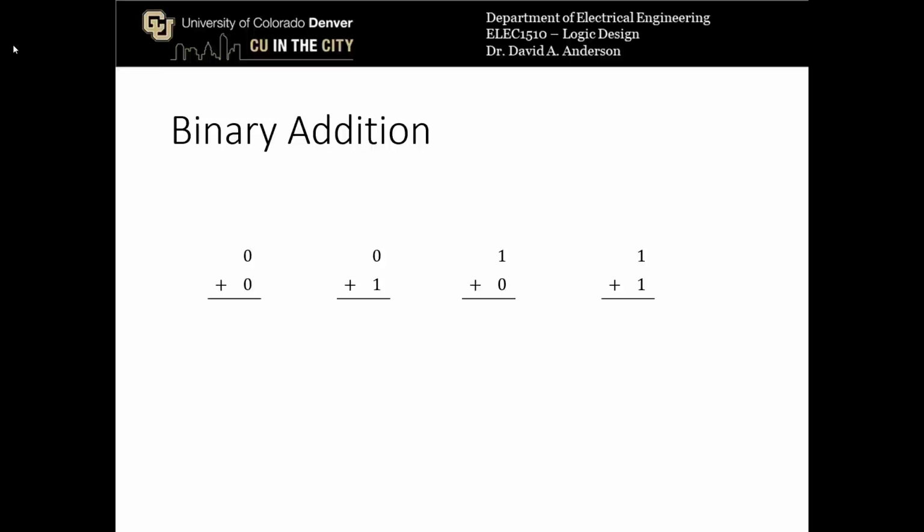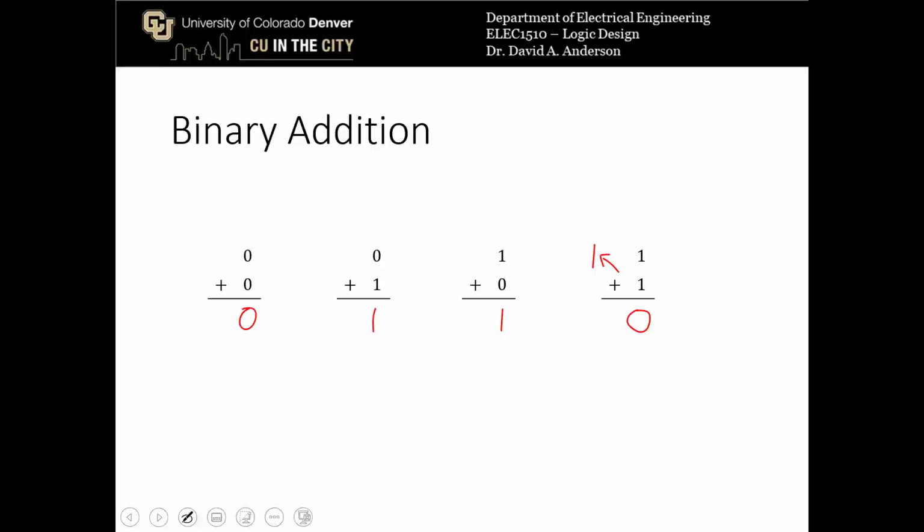Let's review binary addition. If we have a single bit system, there are 4 possible addition operations that can occur. The first being 0 plus 0, which gives us a result of 0. The second being 0 plus 1, giving us a result of 1. The third being 1 plus 0, again giving us a result of 1. And the final being 1 plus 1, which gives us a 0 with a carried 1.